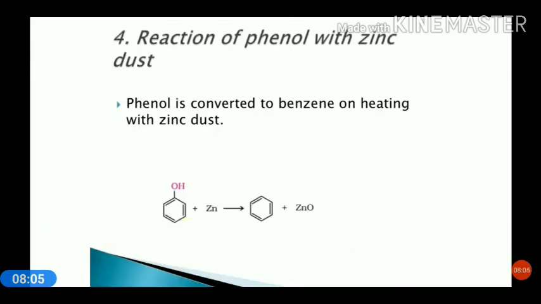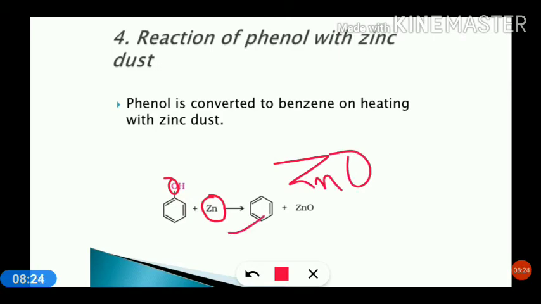Next is the reaction of phenol with zinc dust. This is a reduction reaction. When phenol gets reduced with zinc, then what will happen? Zinc and oxygen will be removed as ZnO and benzene will be obtained. So you can convert phenol into benzene by heating it with zinc dust.